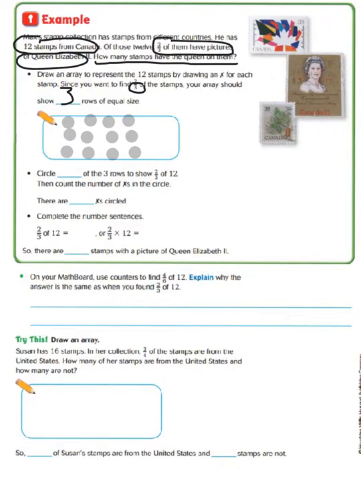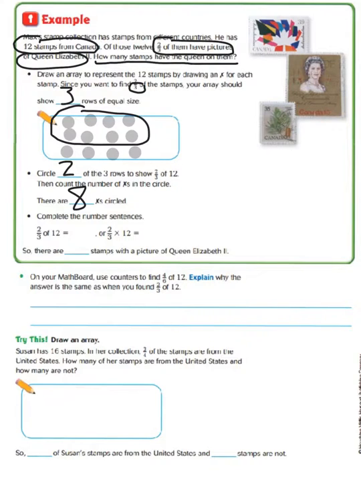Now we are going to circle 2 of the 3 rows to show 2/3 of 12. So let's circle 2 of the rows to show 2/3 of 12. Then we're going to count the number of circles within the actual circle. So there are 1, 2, 3, 4, 5, 6, 7, 8. There are 8 circles within our circle.